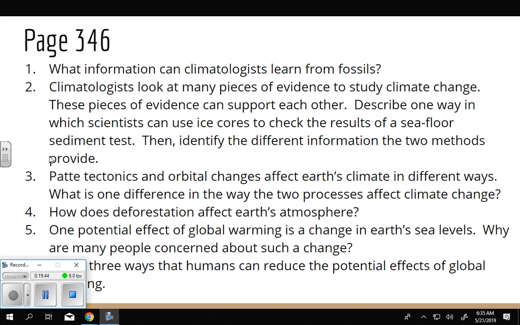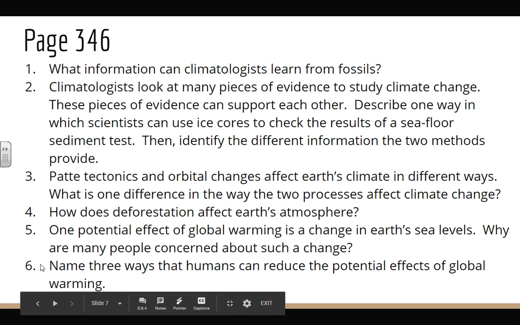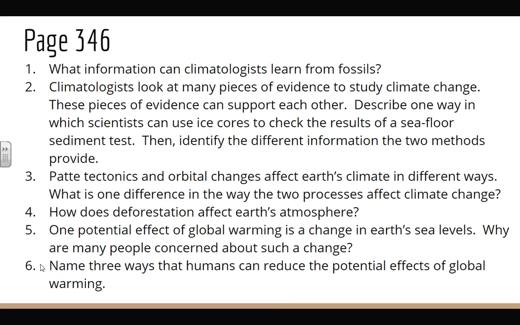Page 346. What information can climatologists learn from fossils? Climatologists look at many pieces of evidence to study climate change. These pieces of evidence can support each other. Describe one way in which scientists can use ice cores to check the results of seafloor sediment tests. Then identify the different information the two methods provide.